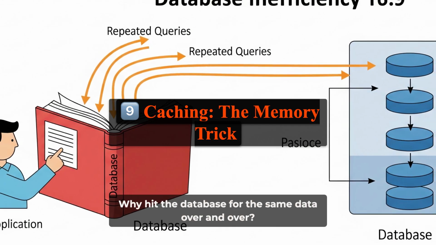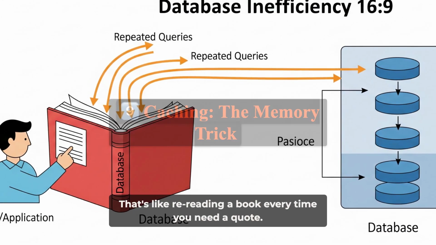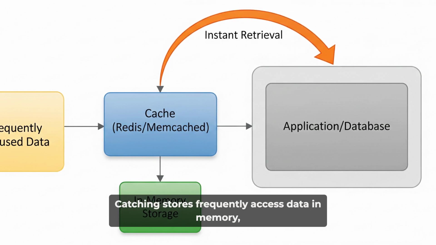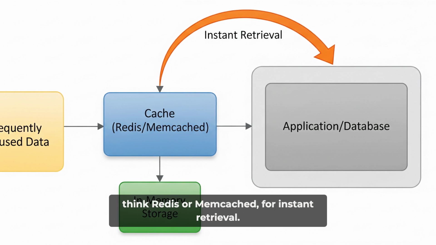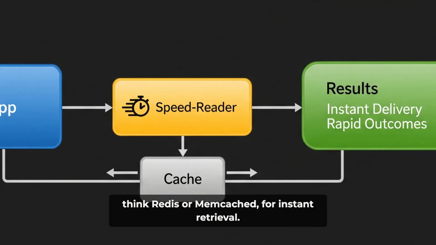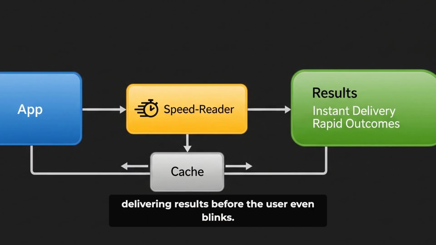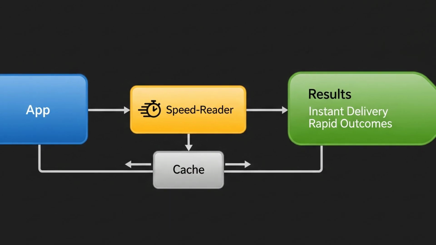Why hit the database for the same data over and over? That's like rereading a book every time you need a quote. Caching stores frequently accessed data in memory, think Redis or Memcached, for instant retrieval. Your app responds like a speed reader, delivering results before the user even blinks.